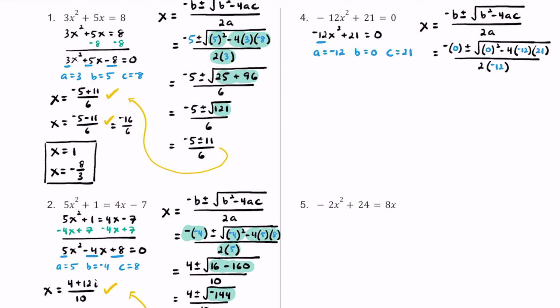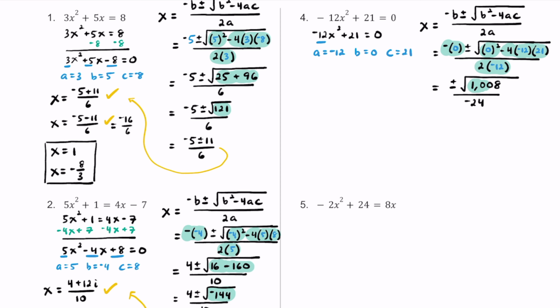All right, now that we've substituted in here, let's see if we can clean things up and simplify. This -0 is just going to go away, right? So we're just going to have plus or minus. We don't need to write that anymore. And for the radical part, we have 0 squared, which is still going to be 0, so I'm not going to write that. And we have -4 times -12 times positive 21. Well, 4 times 12 is going to be 48, and then 48 times 21 is going to equal 1008. So I'm going to write this as 1008, just like this. And on the denominator, we have 2 times negative 12, which is going to be a negative 24.